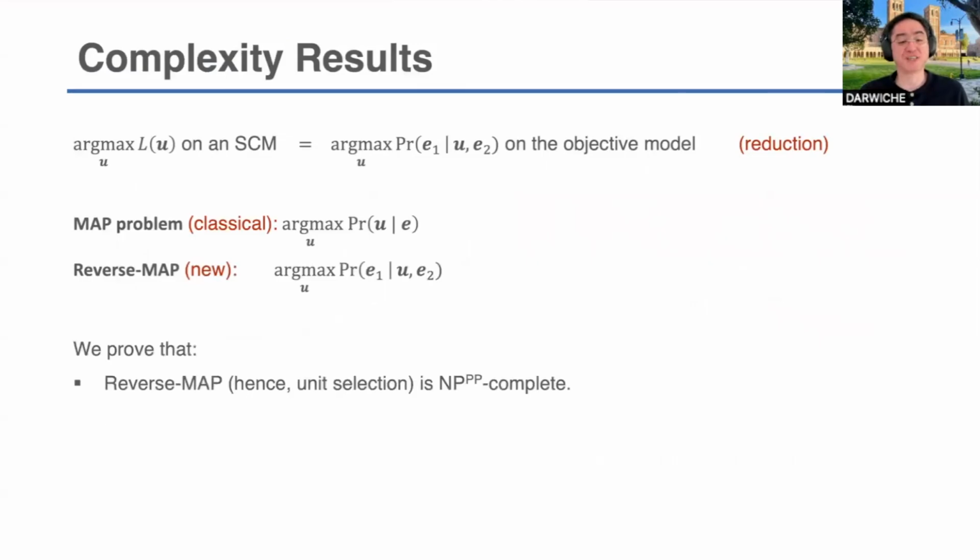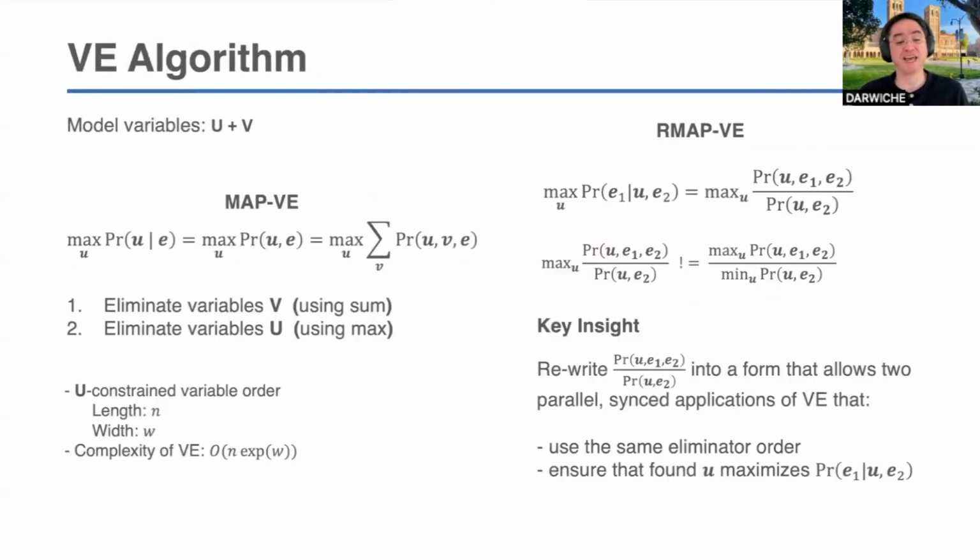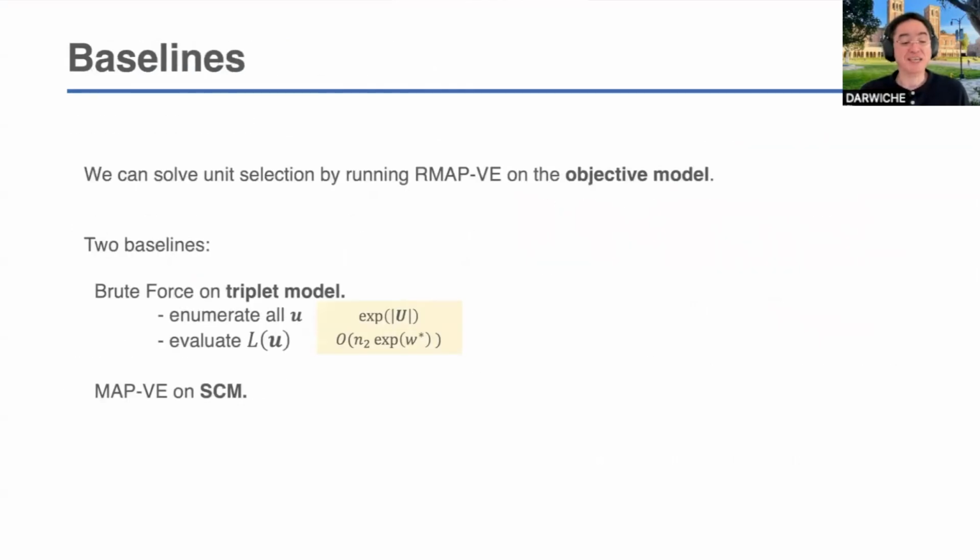So this is what this slide here is trying to say. The baseline: you enumerate every possible instantiation, that's exponential in the number of unit variables. But then to evaluate this, you have to have this complexity. This is the number of variables in the triplet model. And what is W? W is this plus that. This is the width of an elimination order that you need on the triplet model, right?